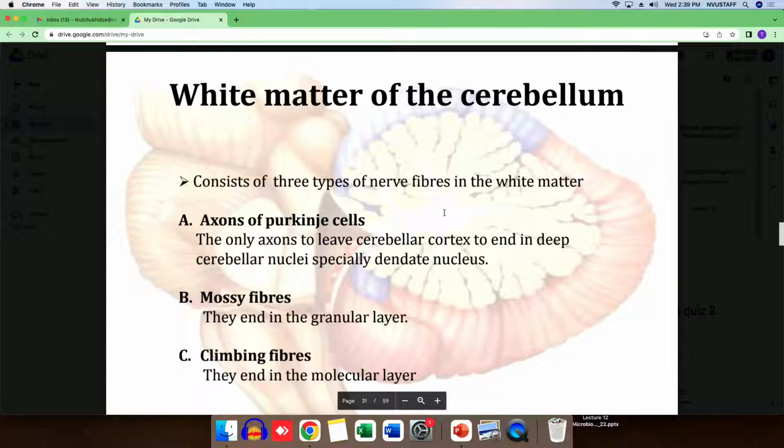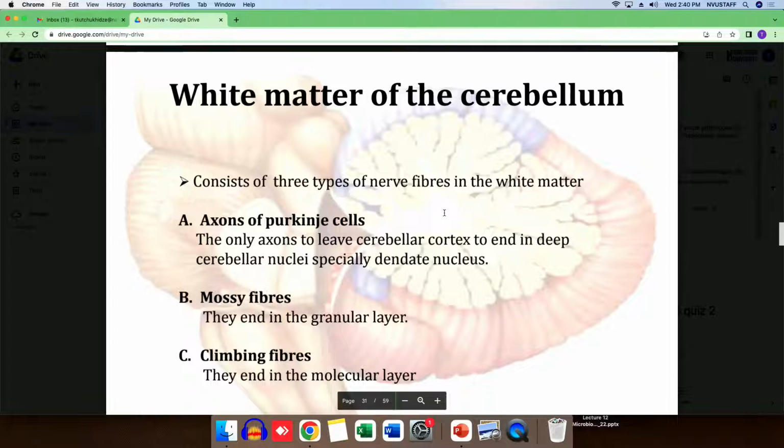Okay, now we're having the white matter of the cerebellum, and if you remember, I mentioned that we are having mostly white matter in the medullary part of our cerebellum, right? And it consists of three types of nerve fibers: axons of the Purkinje cells, mossy fibers, and climbing fibers, right? The axons of the Purkinje cells are the only axons that leave the cerebellar cortex to end in deep cerebellar nuclei, especially the dentate nucleus.